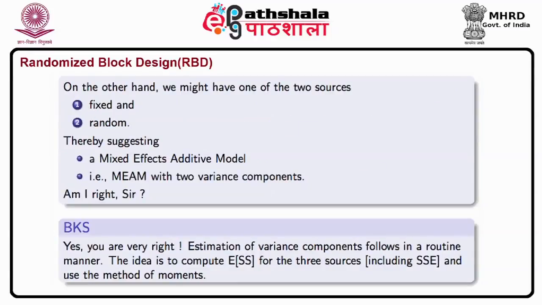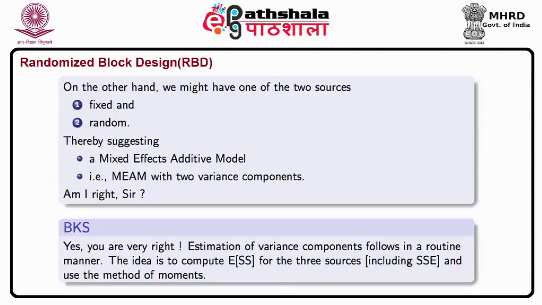Now, on the other hand, we might have one of the two sources that is fixed and the other random, thereby suggesting a mixed effects additive model that can keep both the fixed and random effects. That is a mixed effects additive model with two variance components. Am I right, sir? Yes, you are very right.